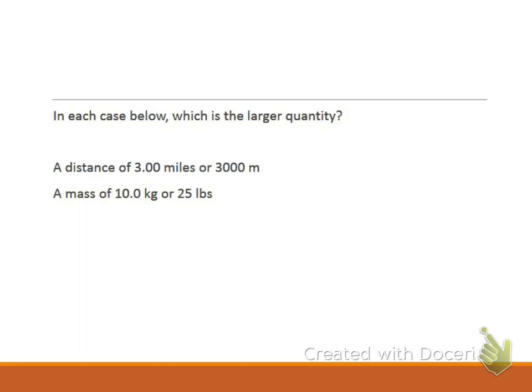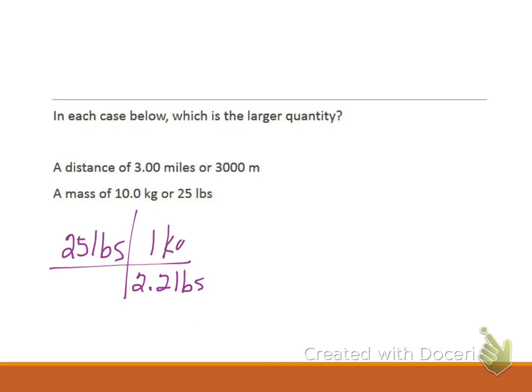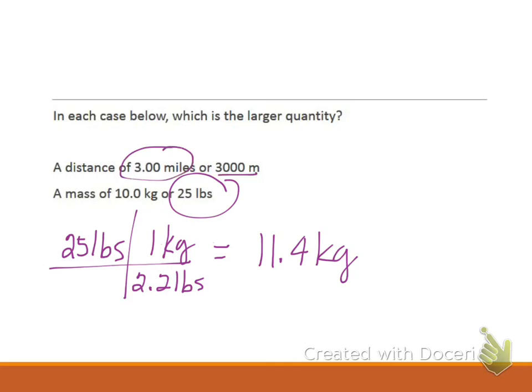So we're going to do the last one. Do you want to convert kilograms to pounds or pounds to kilograms? What do you want to do here? Pounds to kilograms. So 25 pounds. And we said on an earlier slide that it was 2.2 pounds in 1 kilogram. Right? So 25 divided by 2.2 is 11.4 kilograms. So 25 pounds would be a larger quantity. To me, the miles to meter one is pretty easy. Which one's larger, 3 miles or 3,000 meters? Again, if you converted that, it would be.